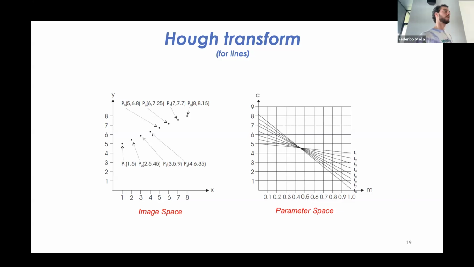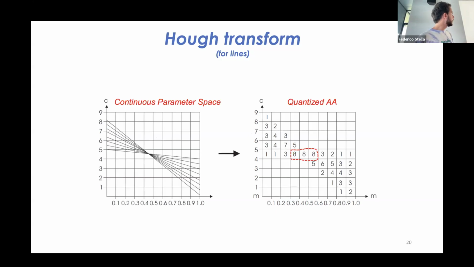Okay. And the way we do this in practice is that the parameter space is parameterized by an accumulator array. So it's not a continuous space. We want to do it on a computer, so it's discrete. We discretize it by this AA, which stands for accumulator array.